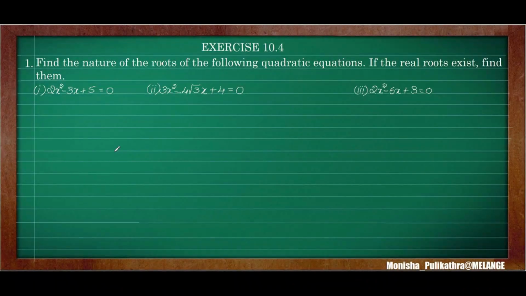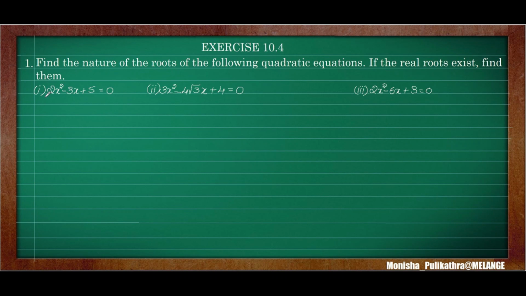Moving on to the first question of exercise 10.4. Find the nature of the roots of the following quadratic equations. If the real roots exist, find them. Okay, first we need to find out the nature of the roots by using the discriminant formula. Later, if it appears to be real roots, then we have to find them by using the quadratic formula.